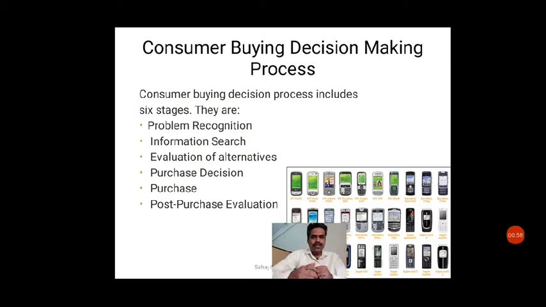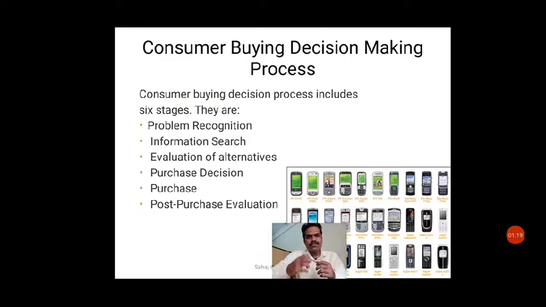Problem recognition. If you wish to buy a phone, your cell phone is broken, now you wish to buy a new cell phone, then it is a problem. You recognize the problem that you would like to buy a phone. Second is information search. Now you would meet some of your friends, family, you'd go for a Google search and you'd like to find a new phone.